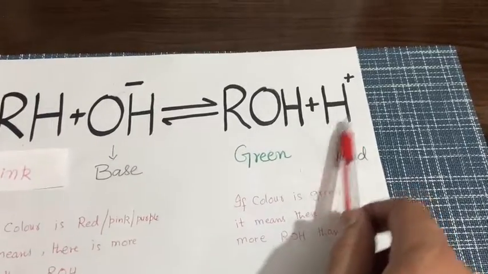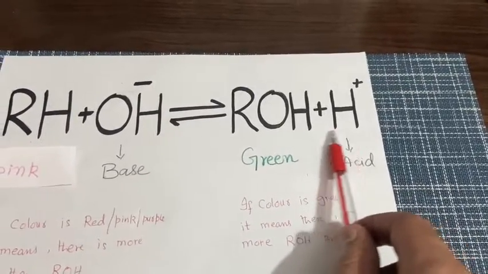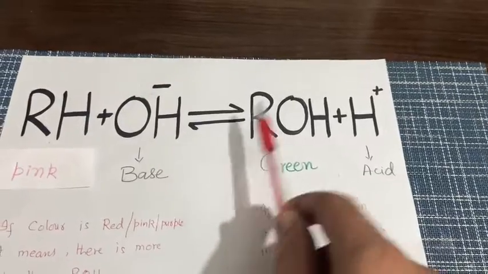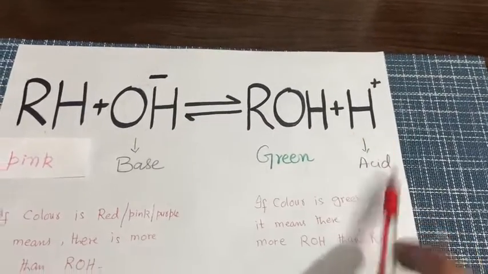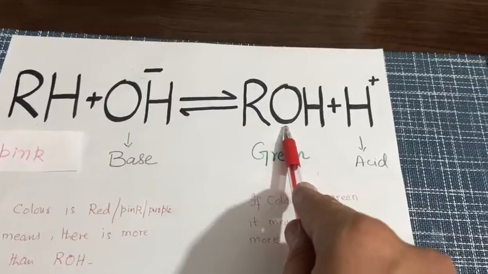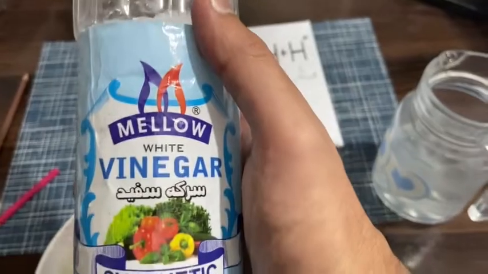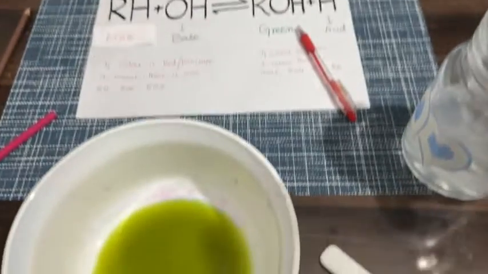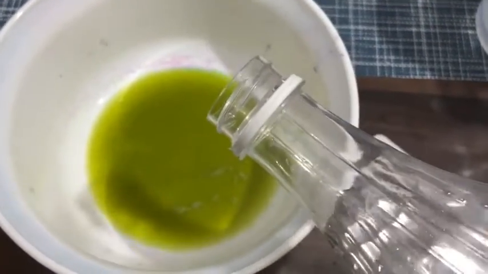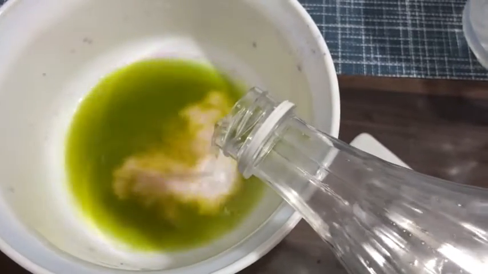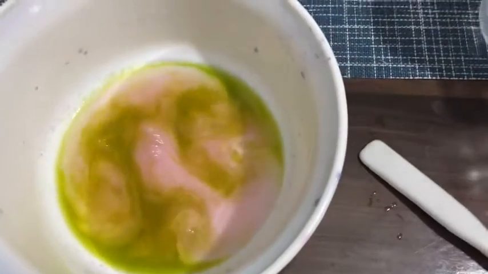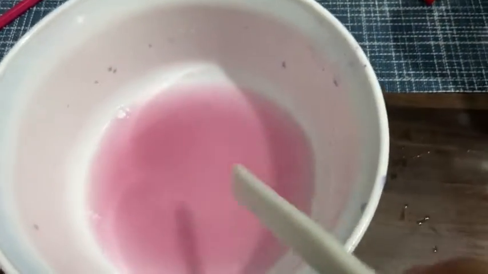Now I am going to add H ions. When I add hydrogen ion into this solution, or when I add acid into the ROH, which is green in color, what will happen? Now look, this is vinegar, which contains acetic acid. I am going to add hydrogen ion. This is the hydrogen ion. After stirring, you may notice that the color of the solution again changes from green to pink.